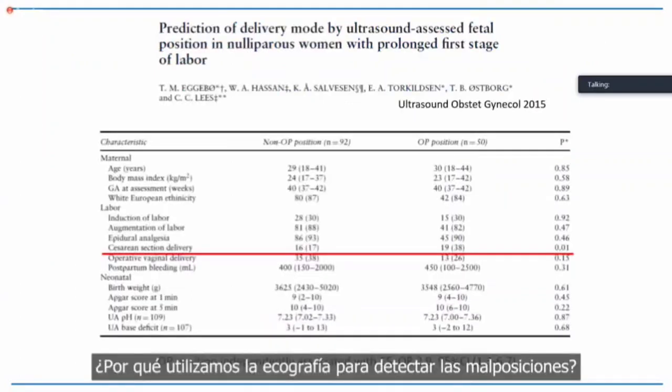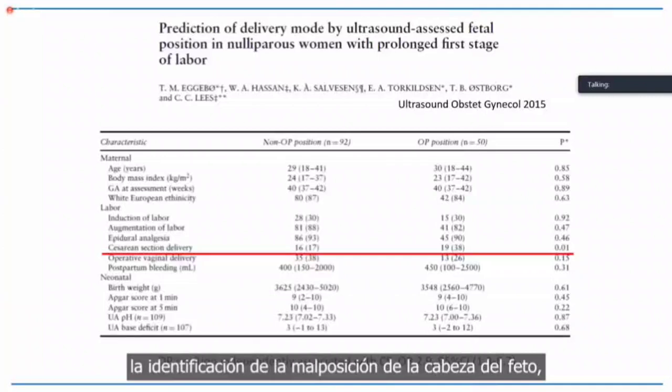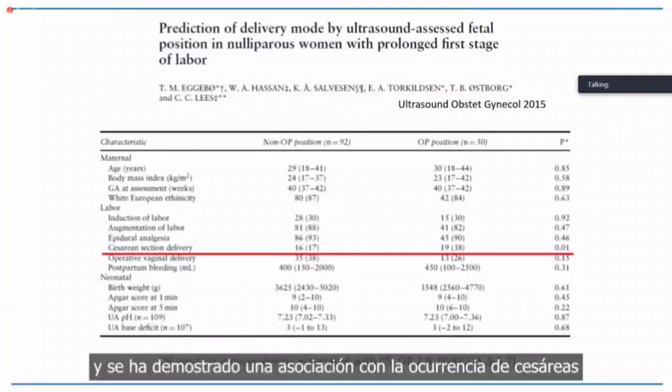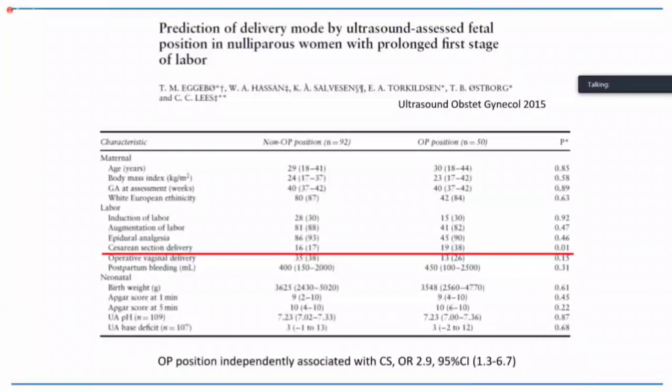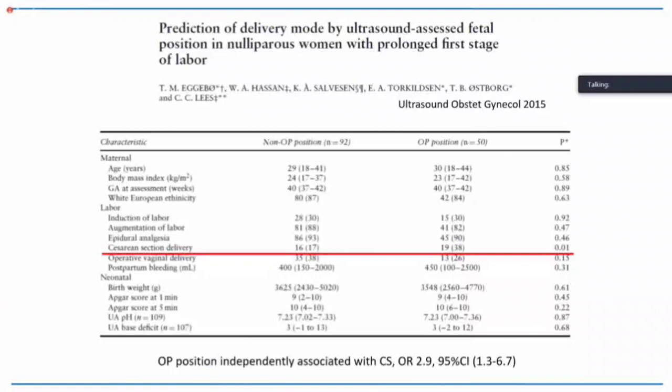Why should we use ultrasound to spot malposition? This is because ultrasound assists in the identification of malposition of the fetal head, and this has been shown to be associated with the occurrence of cesarean section in women with labor dystocia during the first stage.